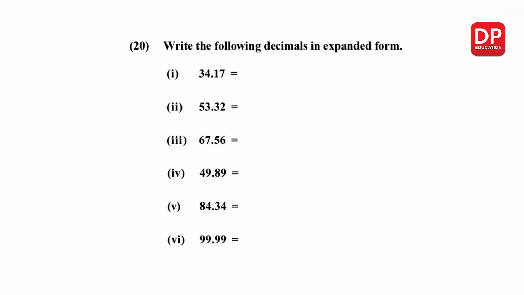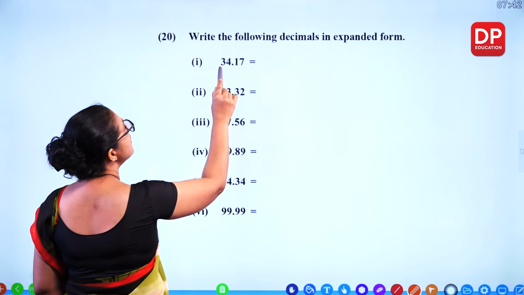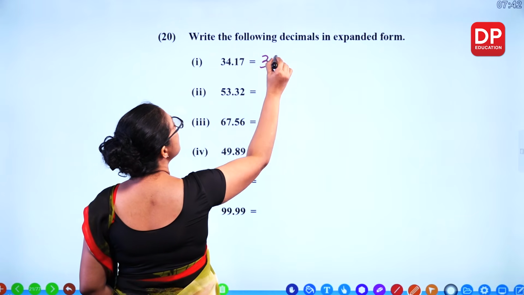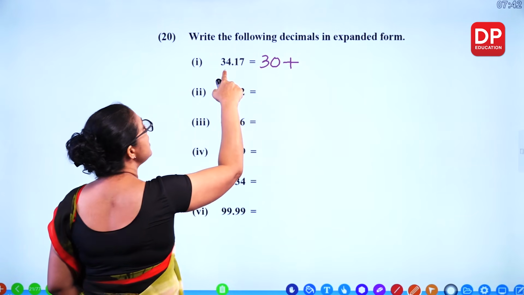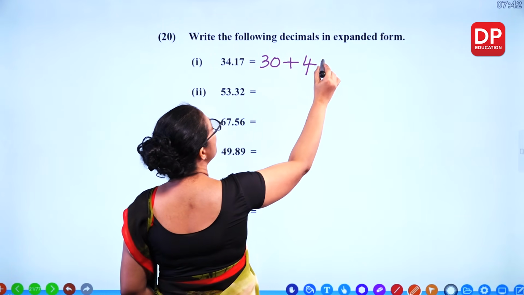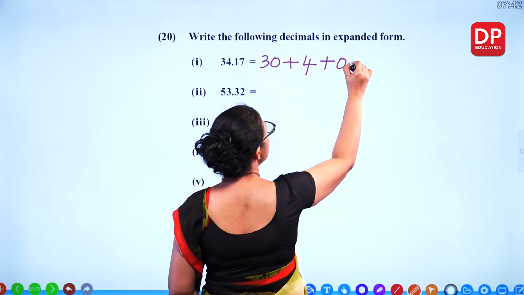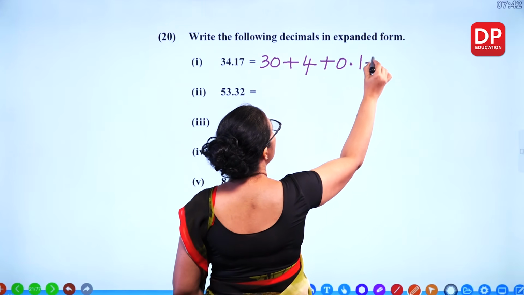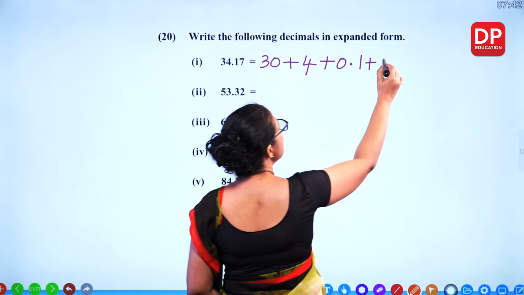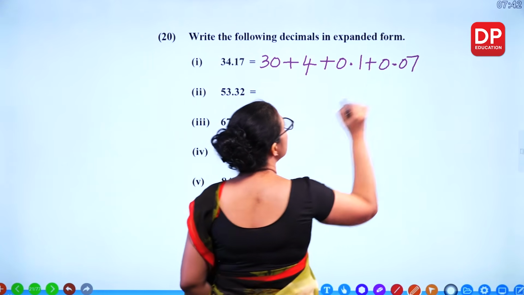Write the following decimals in expanded form. I can write 3 here as 30. 4 means 4, that's ones place. Then 0.1, first decimal place, and second decimal place 0.07. That's the value.